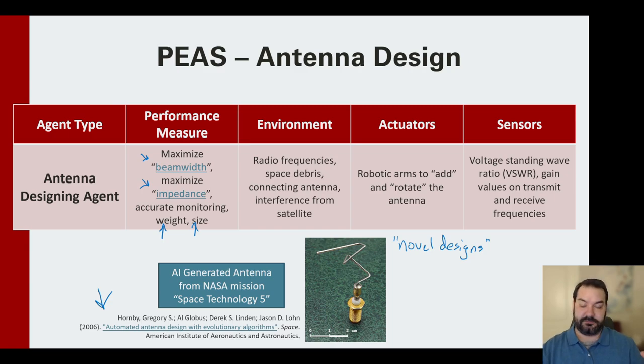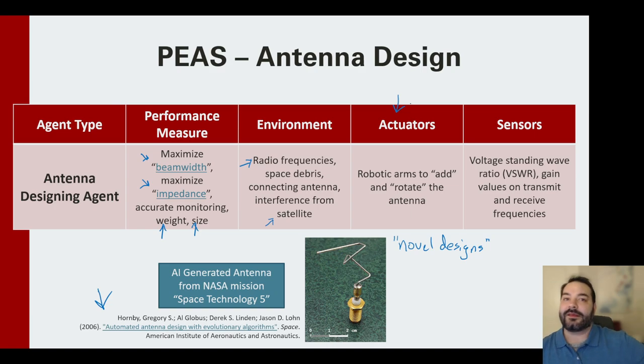Again, not a rocket scientist. But you could think, all right, well, there are things like radio frequencies that the antenna will have to interact with. There's another satellite and another antenna that it needs to be communicating with. So these are things that, again, the agent needs to be working around. And that's actually where we get into the actuators.